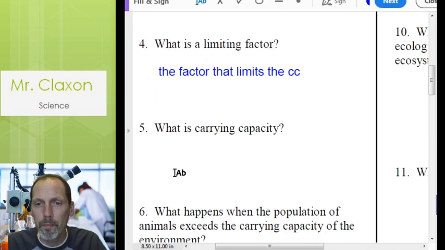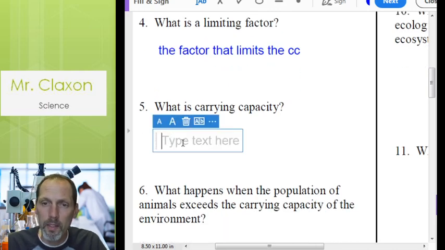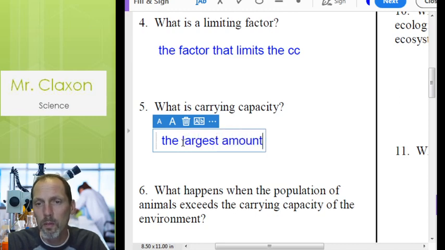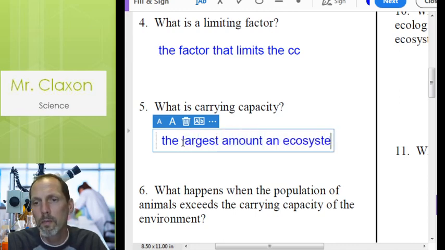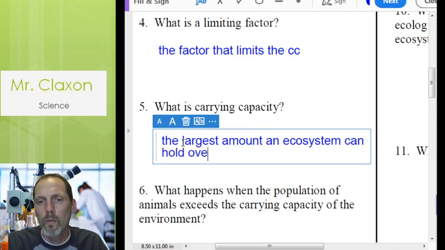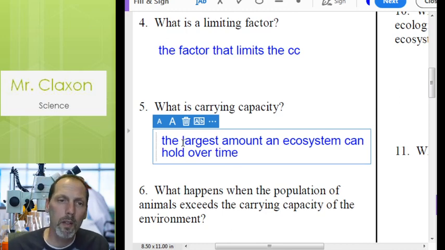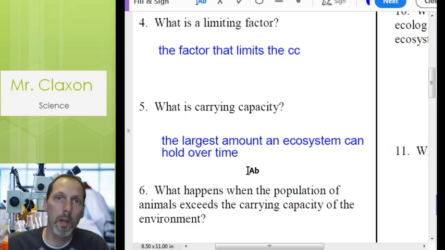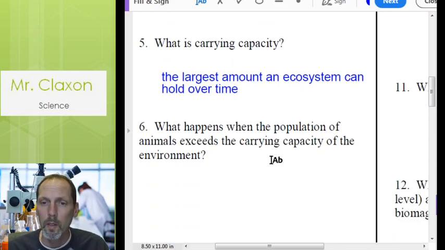So that's that. Carrying capacity is the largest amount that an ecosystem can hold. And the key thing there is, largest amount it can hold over time. That's a pretty big deal, because the population can go above the carrying capacity, but it's for a limited amount of time.